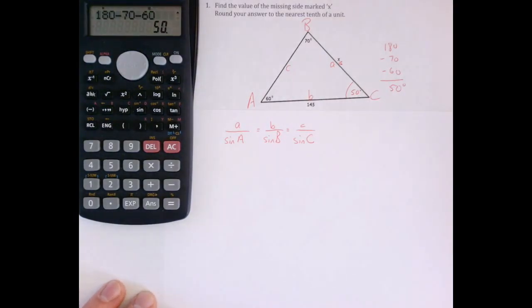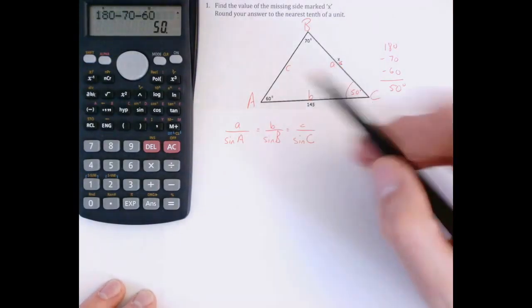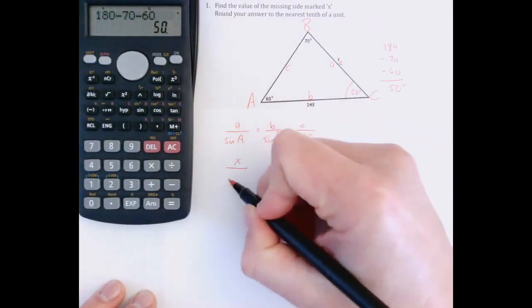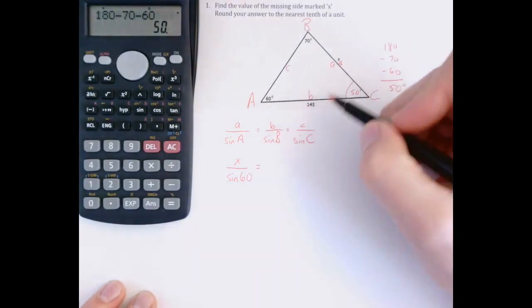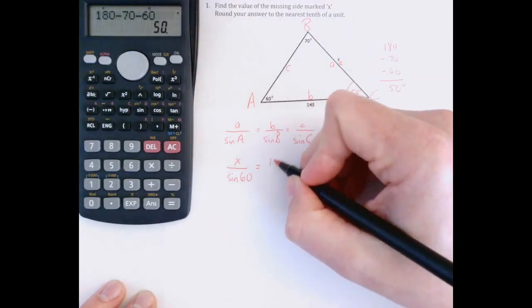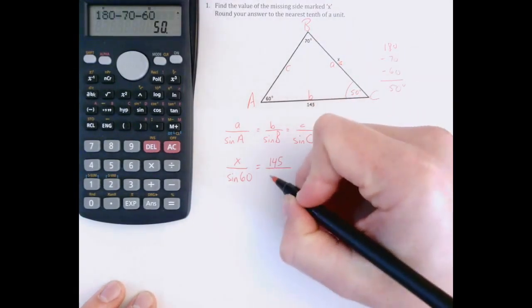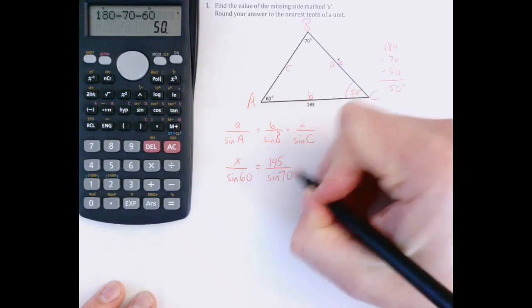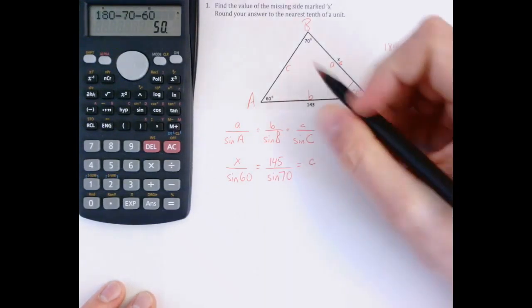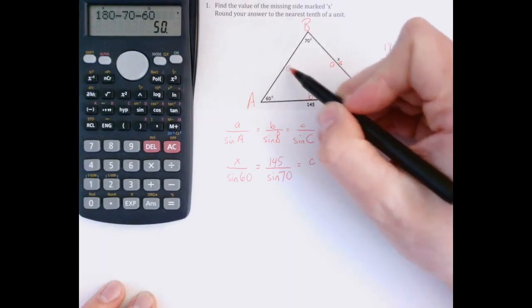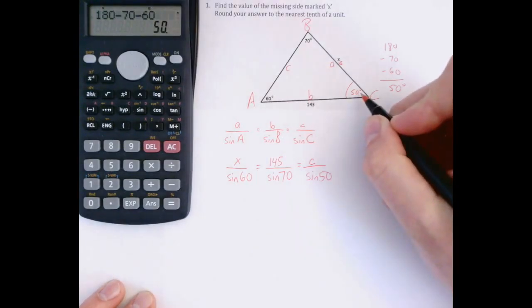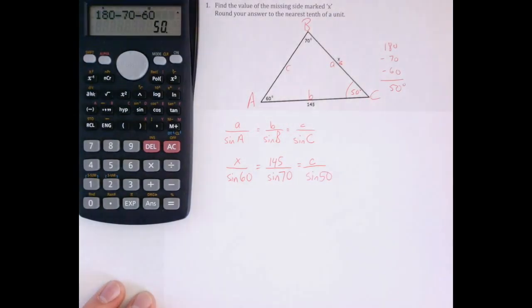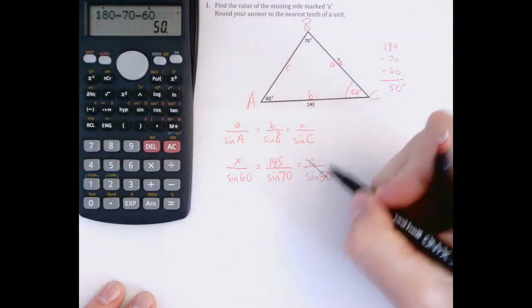Now I'm going to fill in all the information I know, and then use two of the three fractions to help me solve. So here, little a, I'm going to fill in x, because that's actually what I'm trying to solve for in the question, over the sine of angle A, which is 60 degrees, given in the question. Side length b I know is 145 units, so I'm going to fill in 145 there, over the sine of angle B, which is 70 degrees. And that's equal to lowercase c, because I don't know it, nor do I want it, so I'm just going to leave it as a c over the sine of 50. That's the angle I found at the start of the question. So the one I don't need to use is the fraction with c in it.